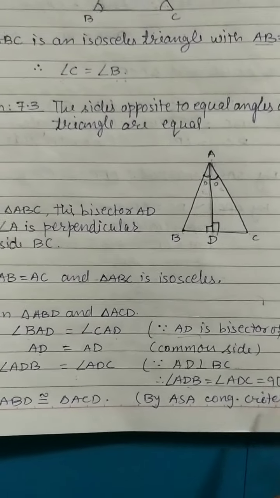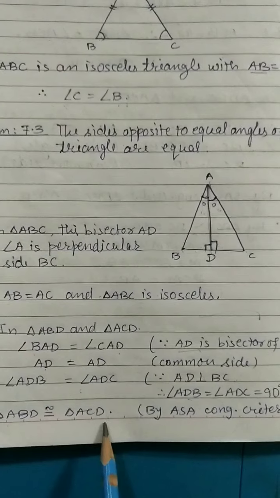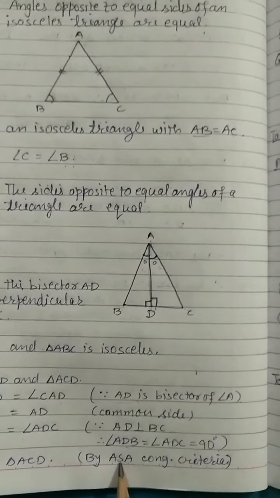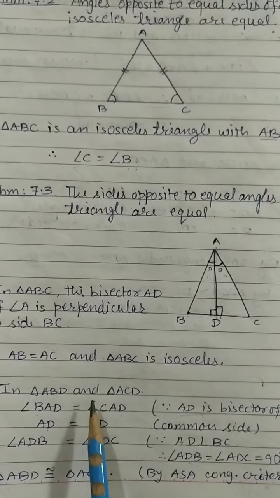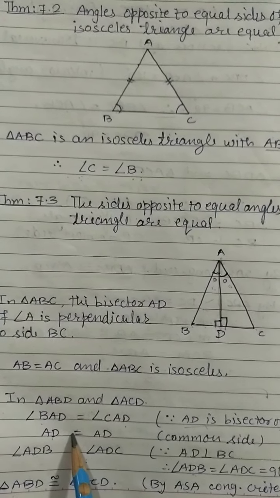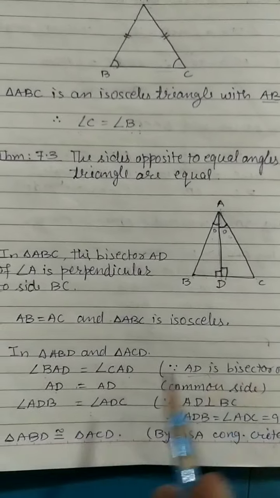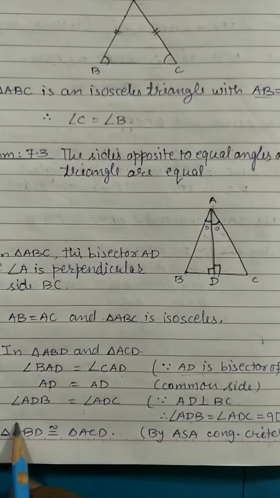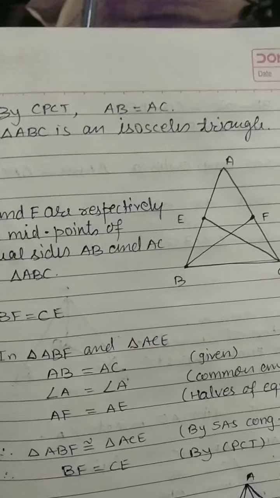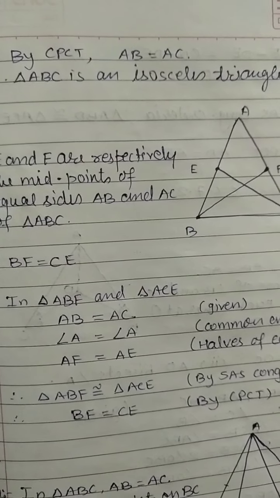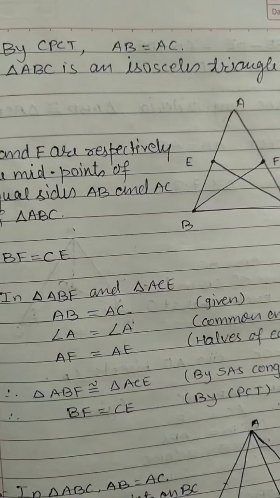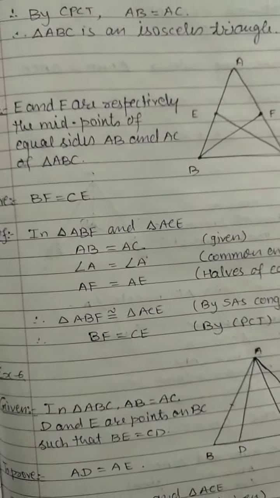Okay. So we can say triangle ABD and triangle ACD both are congruent by ASA congruence criteria. You can check, two angles and one included side. So that is ASA. So both the triangles are congruent, and if they are congruent, then can we say AB is equal to AC? Right? So AB is equal to AC by CPCT. And so we can say ABC is an isosceles triangle. Okay. Example number 5.